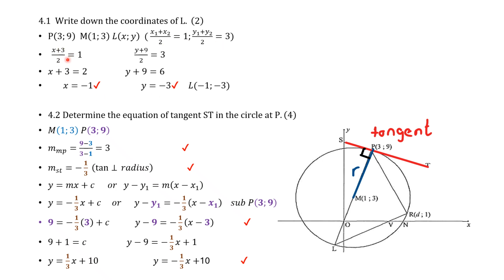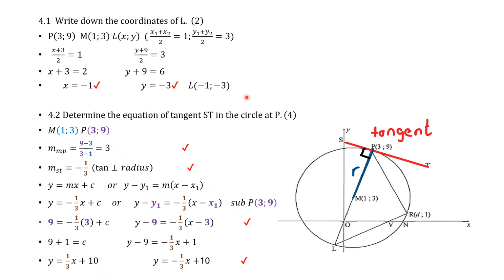So (x plus 3) over 2 equals 1, 2 times 1 gives me 2. Take plus 3 across, it becomes negative 3, so 2 minus 3 would give me minus 1. There, 2 times 3 would give me 6. If I take plus 9 over, 6 minus 9 gives me negative 3. So x is negative 1, 1 mark, y equals negative 3, another mark, 2 marks.